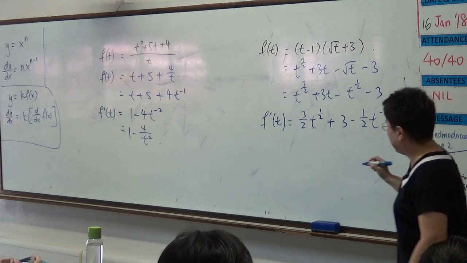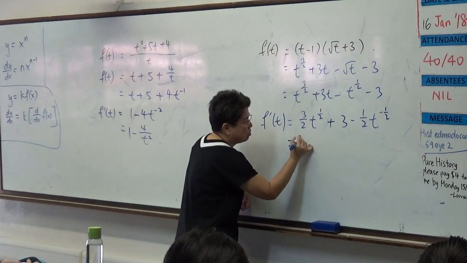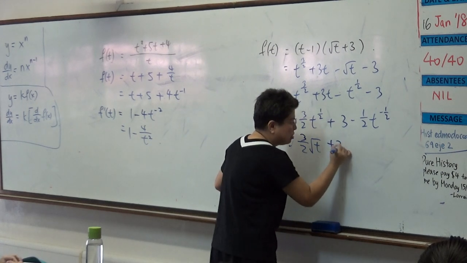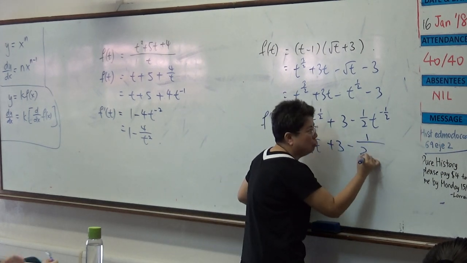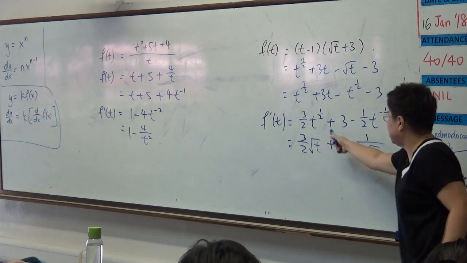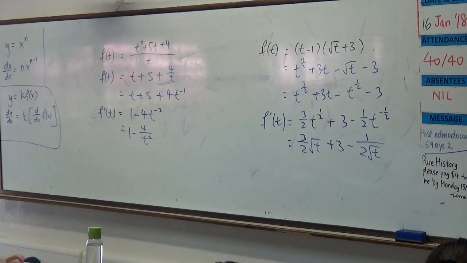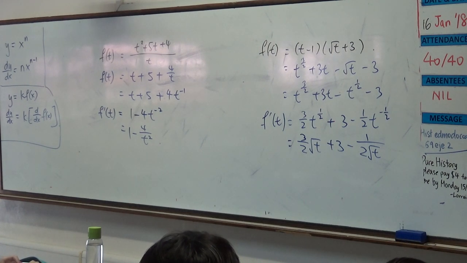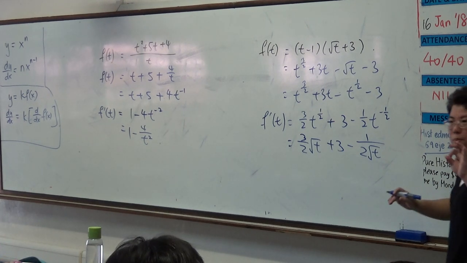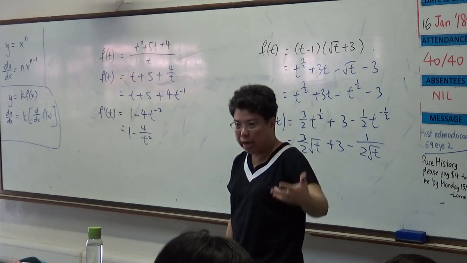Agree. Okay, now, let's write it nicely. 3 over 2 root T, plus 3 minus 1 over 2 root T, right? It doesn't matter. If they don't say anything, you just leave it like that. Full marks given the rule. Everybody clear? Okay, everybody okay so far? Now I'm going on to 3 more examples to tell you what the applications are.